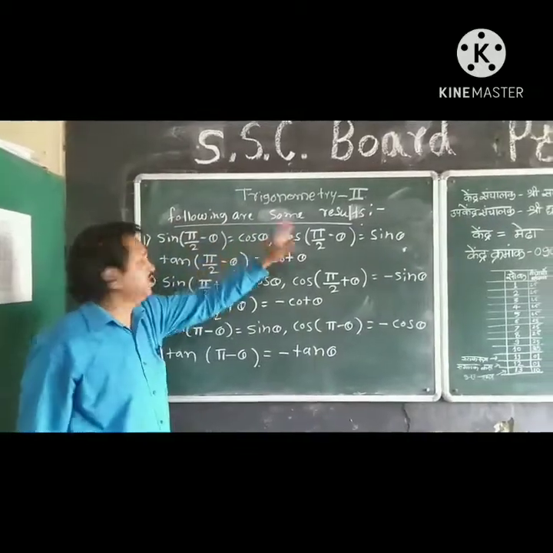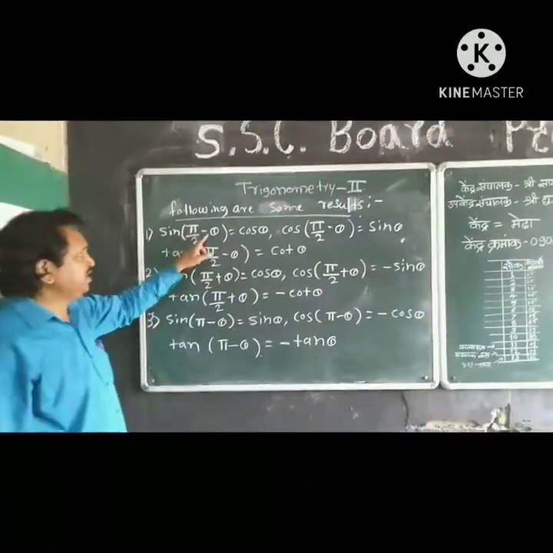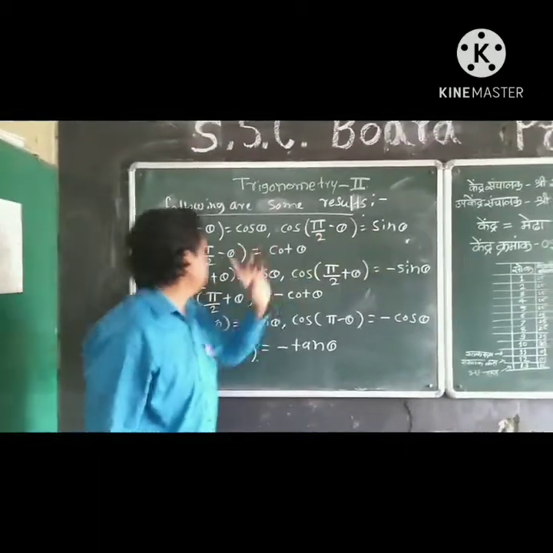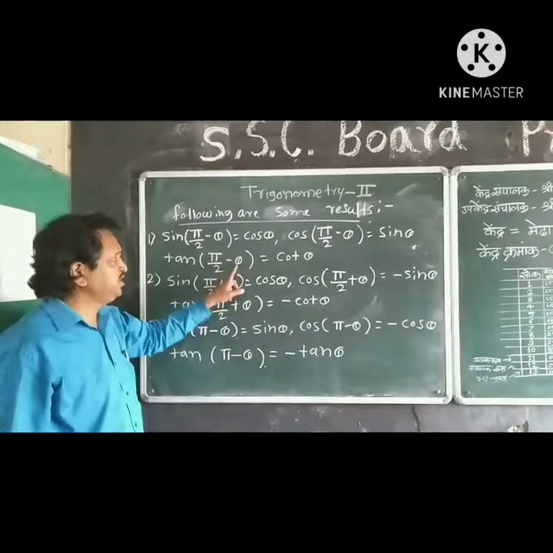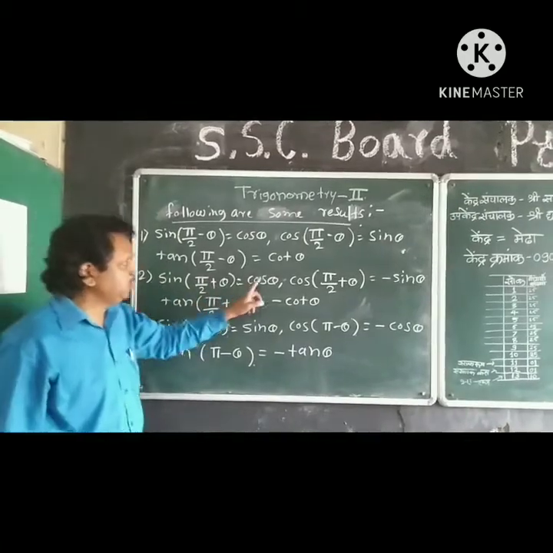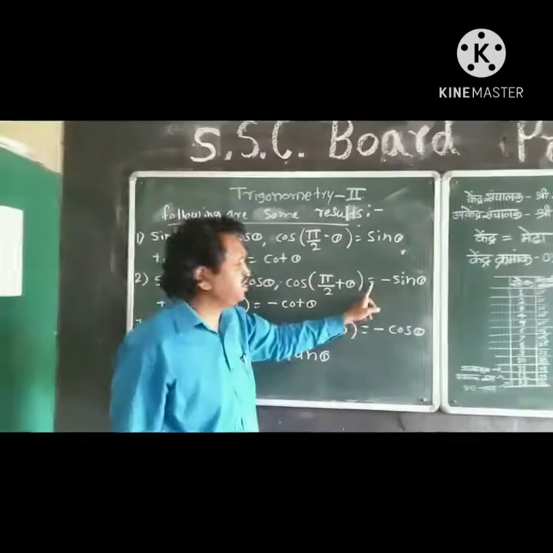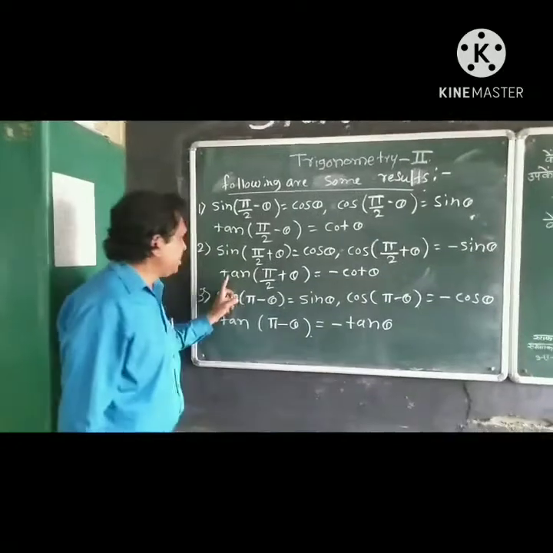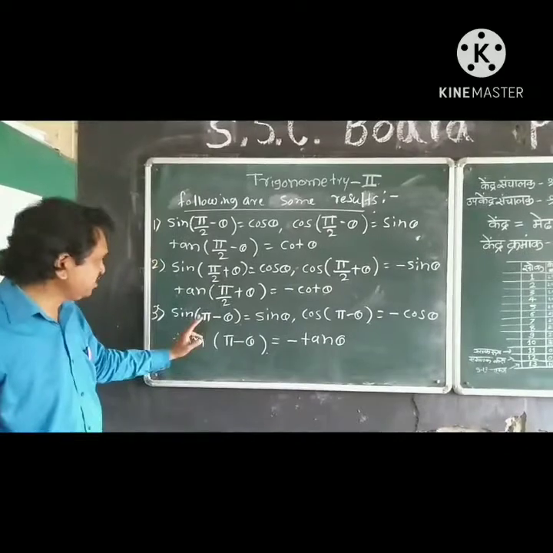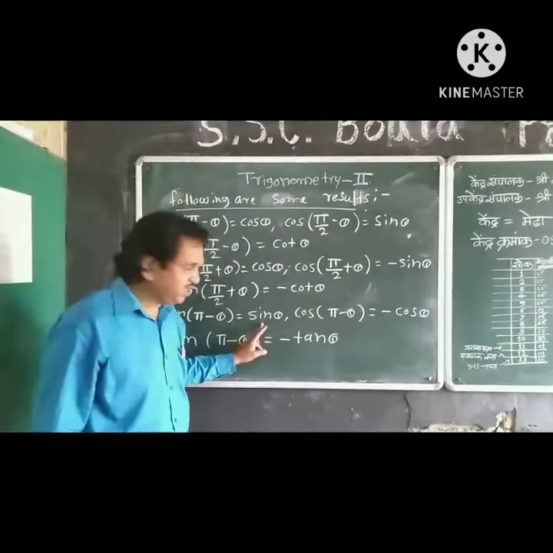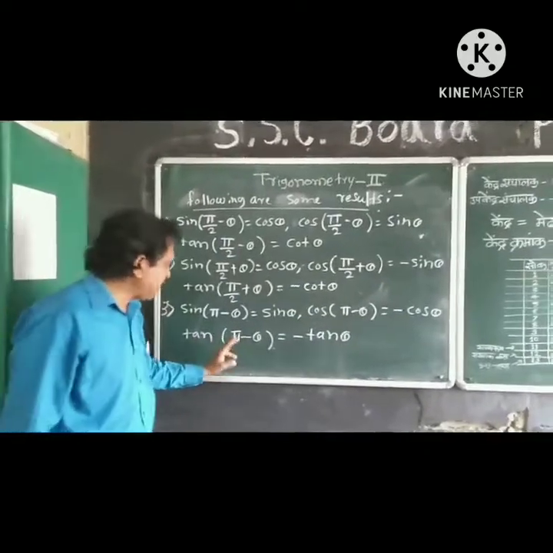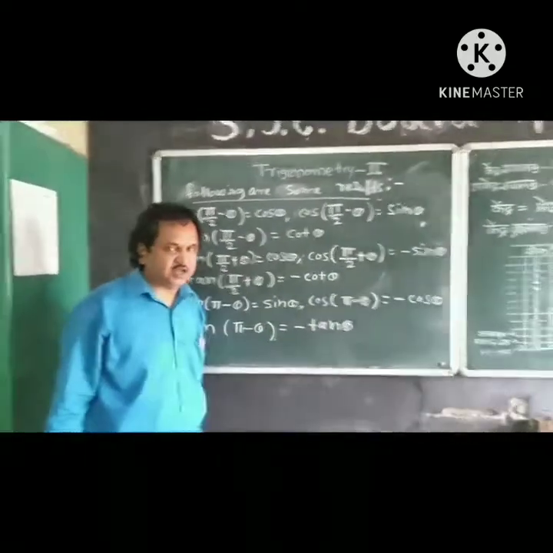There are some more results. See here, sin(pi by 2 minus theta) is equal to cos theta. Cos(pi by 2 minus theta) is equal to sin theta. Again tan(pi by 2 minus theta) is equal to cot theta. And next sin(pi by 2 plus theta) is equal to cos theta. Cos(pi by 2 plus theta) is equal to minus sin theta. Tan(pi by 2 plus theta) is equal to minus cot theta. And lastly sin(pi minus theta) is equal to sin theta. Cos(pi minus theta) is equal to minus cos theta. And tan(pi minus theta) is equal to minus tan theta.